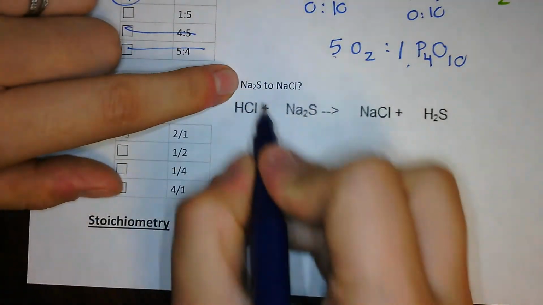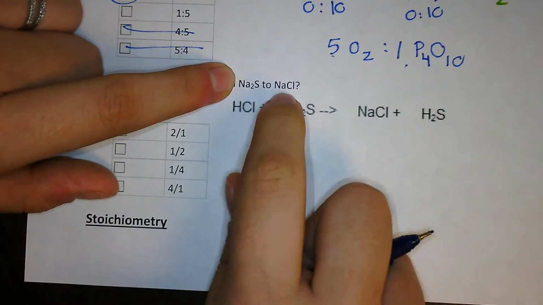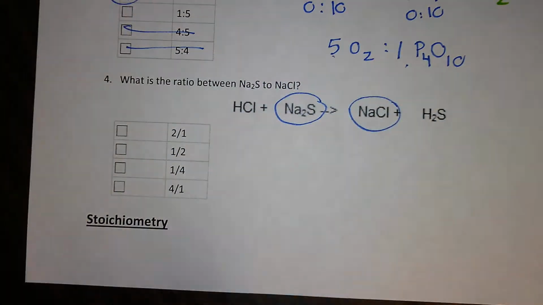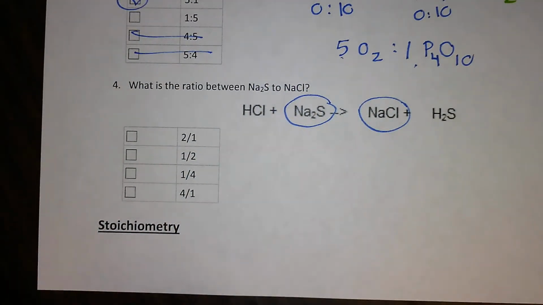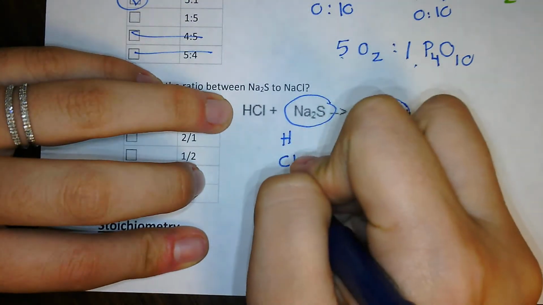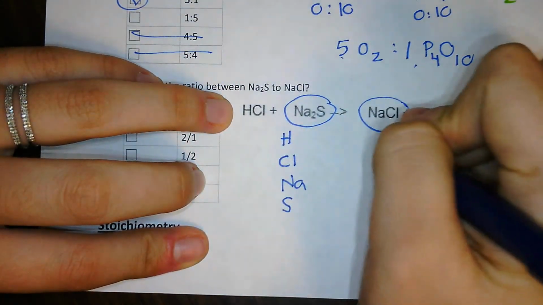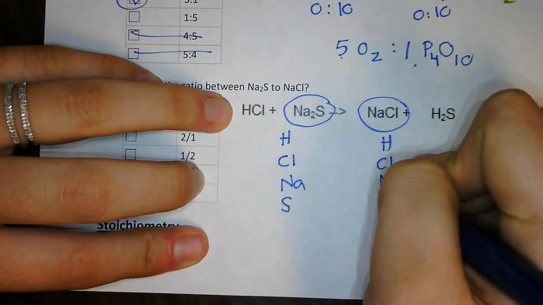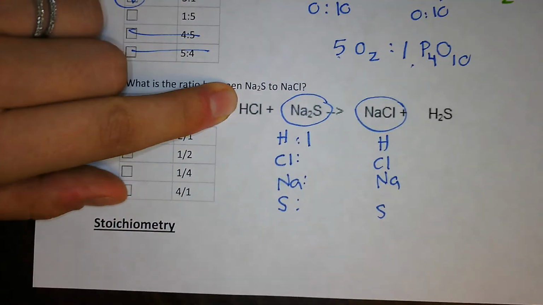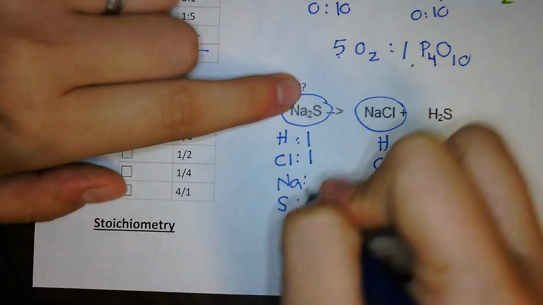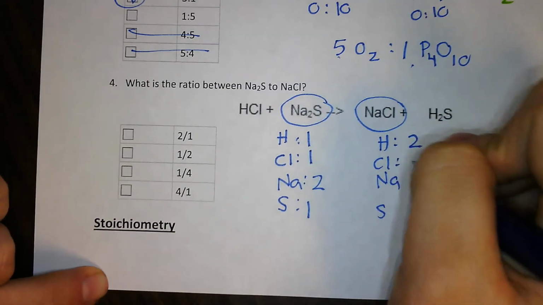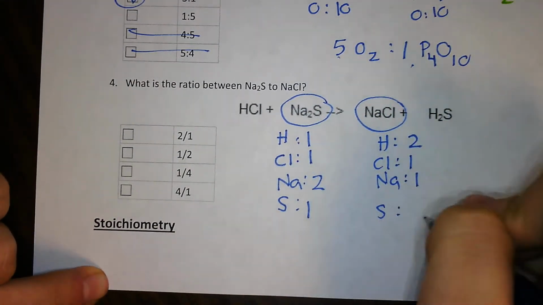What is the ratio between sodium sulfide and sodium chloride? So Na2S and NaCl. They gave me an equation. Is that equation balanced? Let's see. I have H, I have Cl, I have Na, and I have S. I have 1 hydrogen on this side. I have 1 chlorine, 2 sodiums, and 1 sulfur. I have 2 hydrogens on this side, 1 chlorine, 1 sodium, and 1 sulfur.